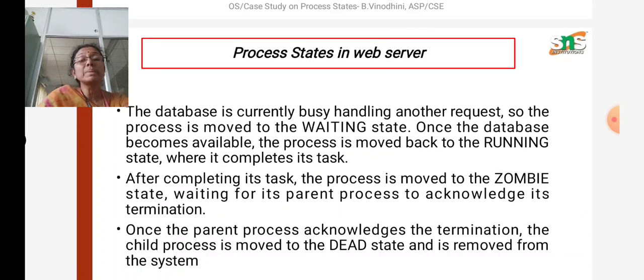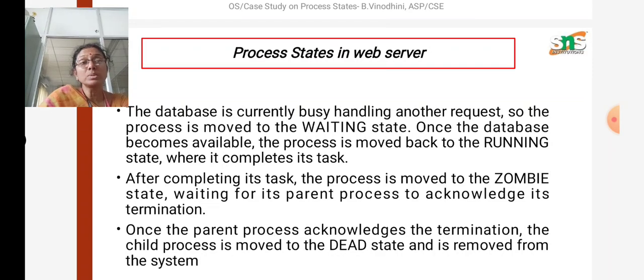Once the database becomes available, the process is moved back to the running state, where it completes the task. After completing its task, the process is moved to the zombie state, waiting for its parent process to acknowledge its termination. So that is the zombie state, another state. Once the parent process acknowledges the termination, it goes to the dead state and is removed from the system. This is the flow of process states in the web server.